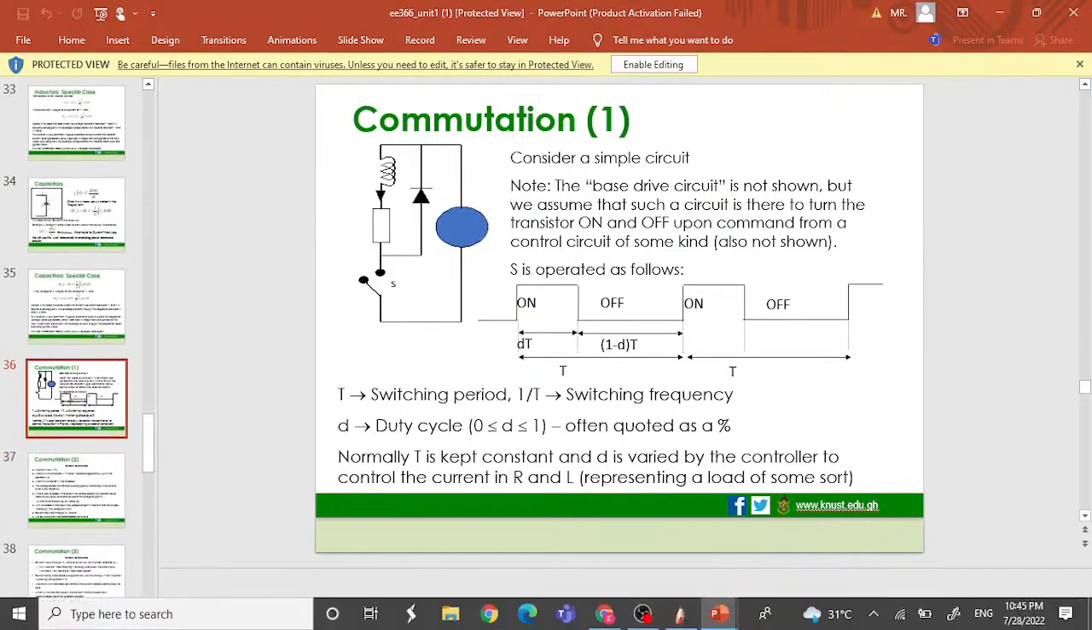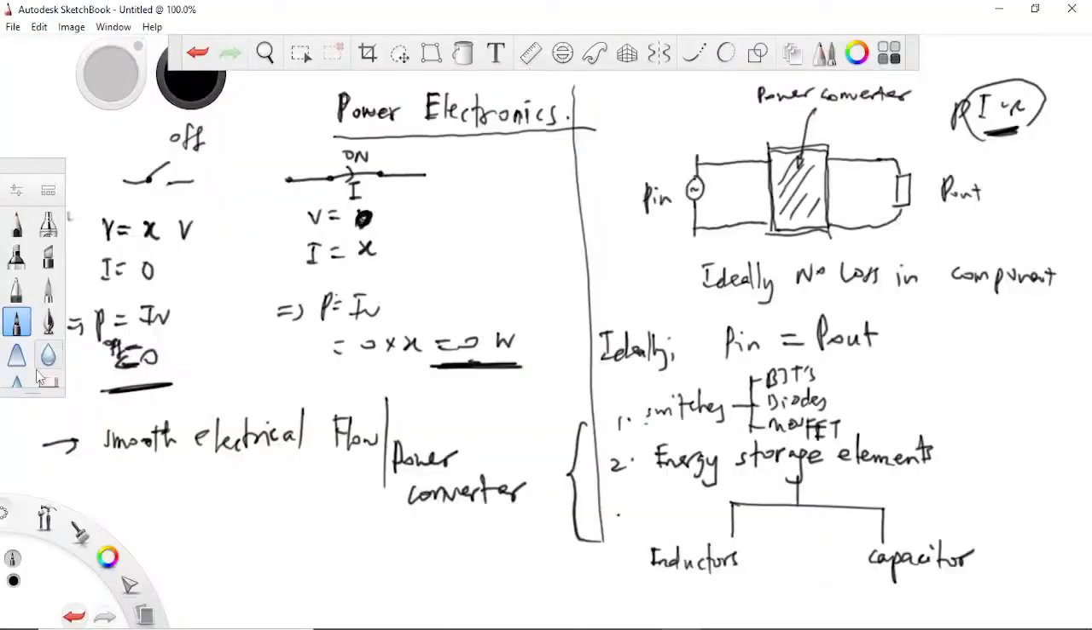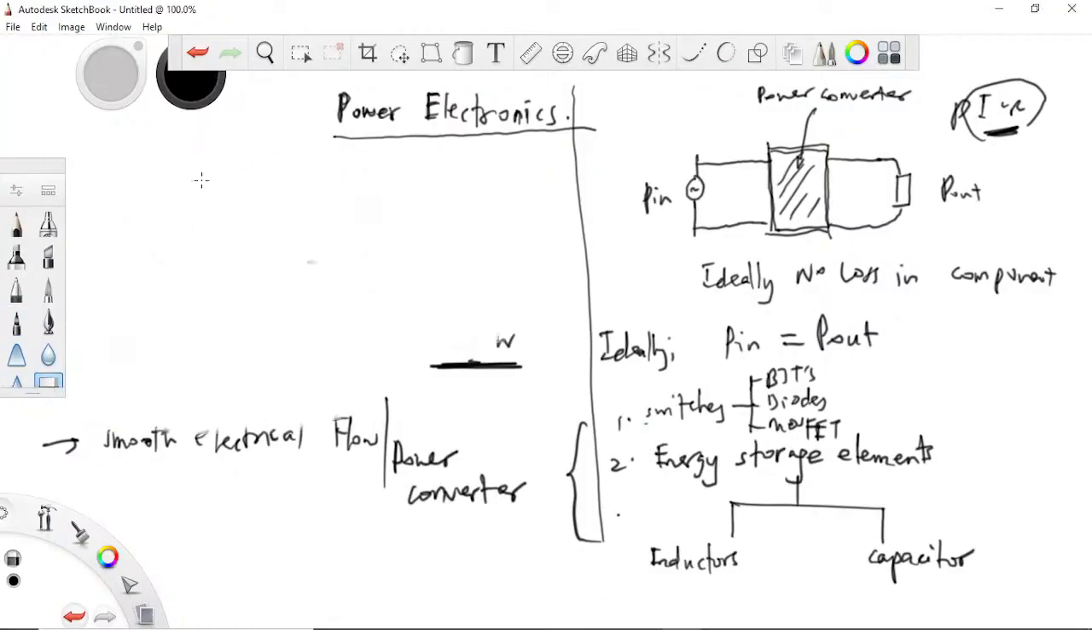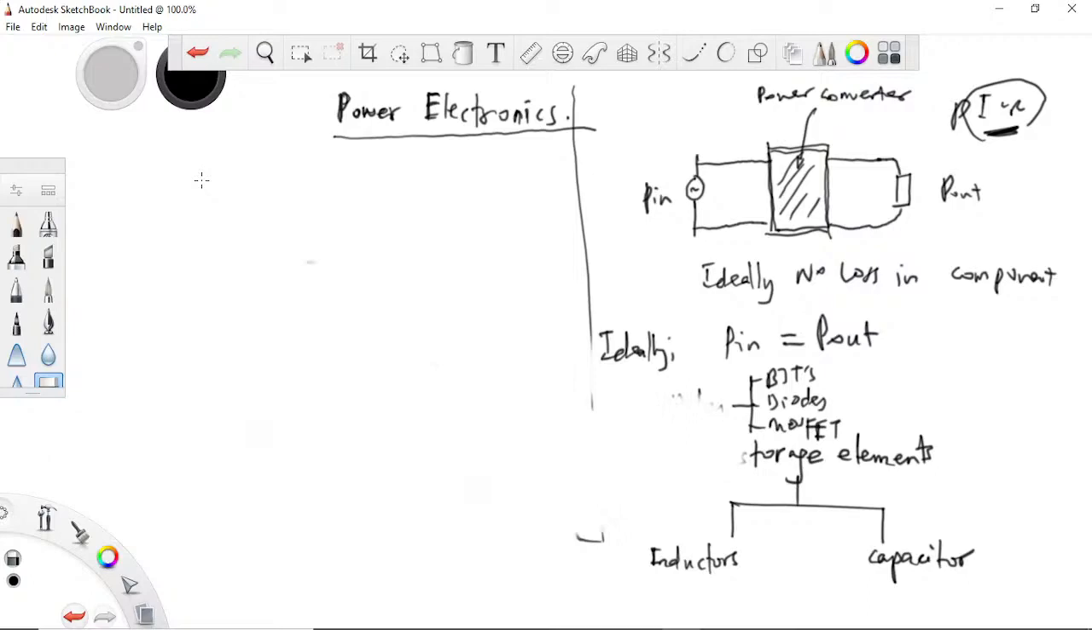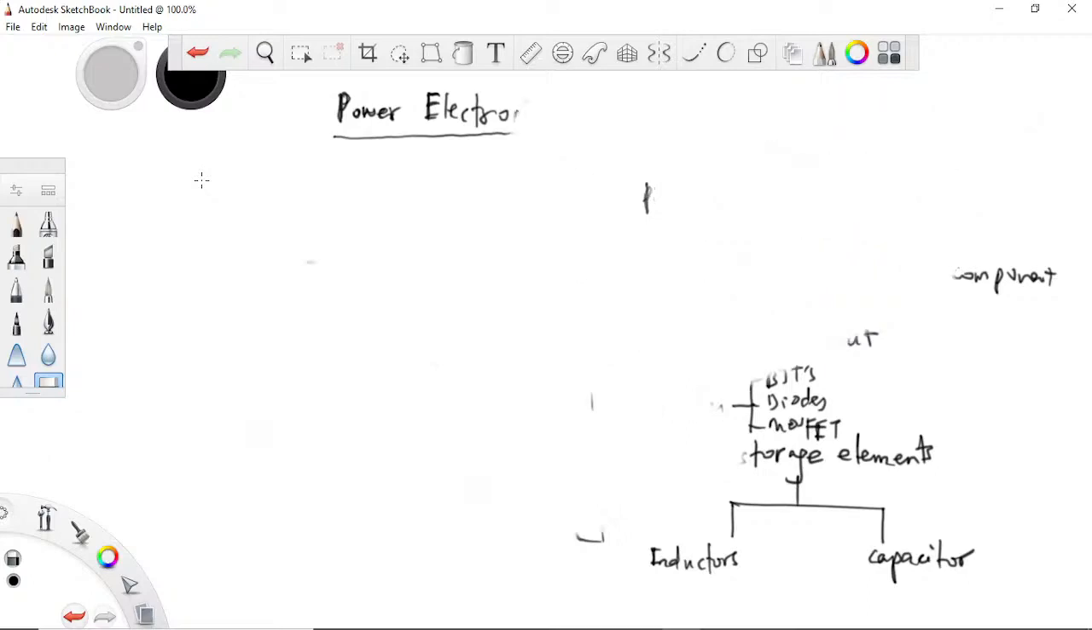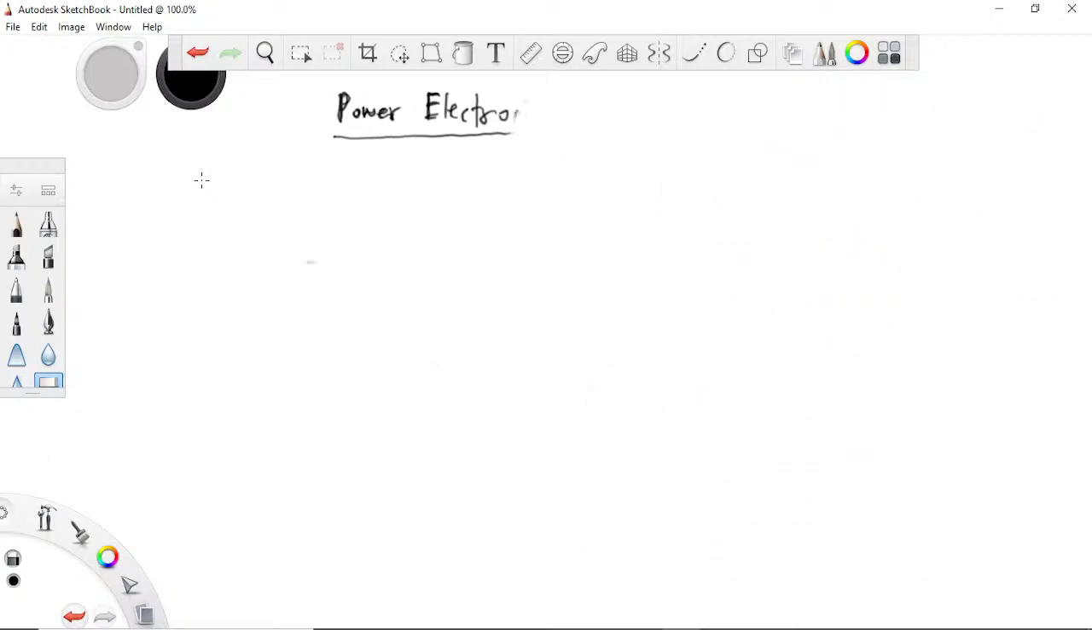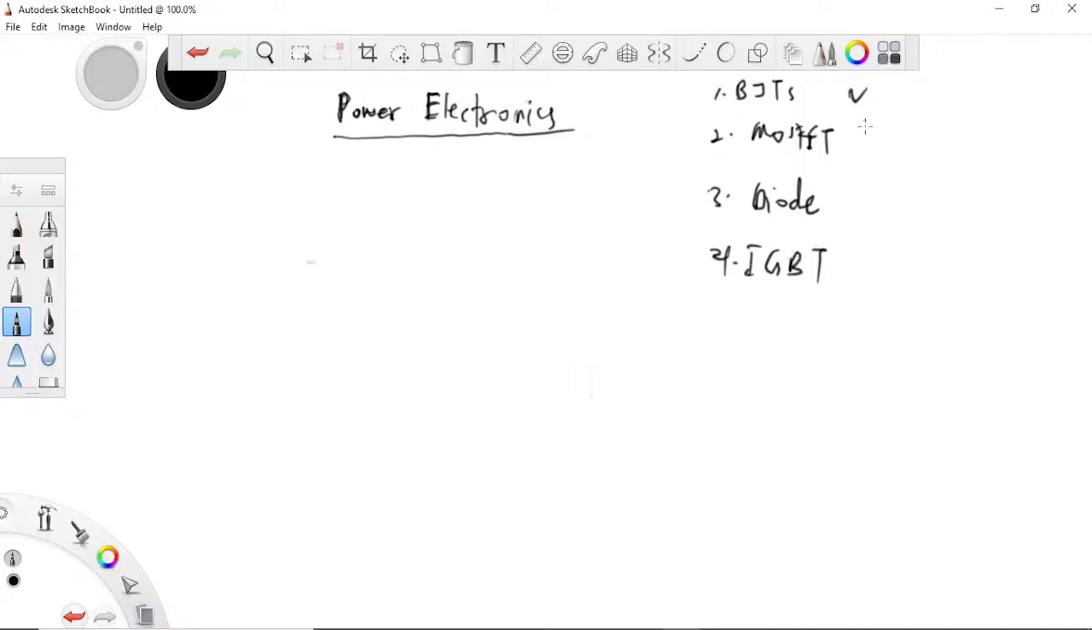So this is just some background info. Now let's move on. We said we'll be using switches and energy storage elements. Among the switches we have MOSFET and BJT. Please kindly take time to read about how BJTs function and how MOSFETs work. We also have the diode and then the IGBT. Please take time to read on them.